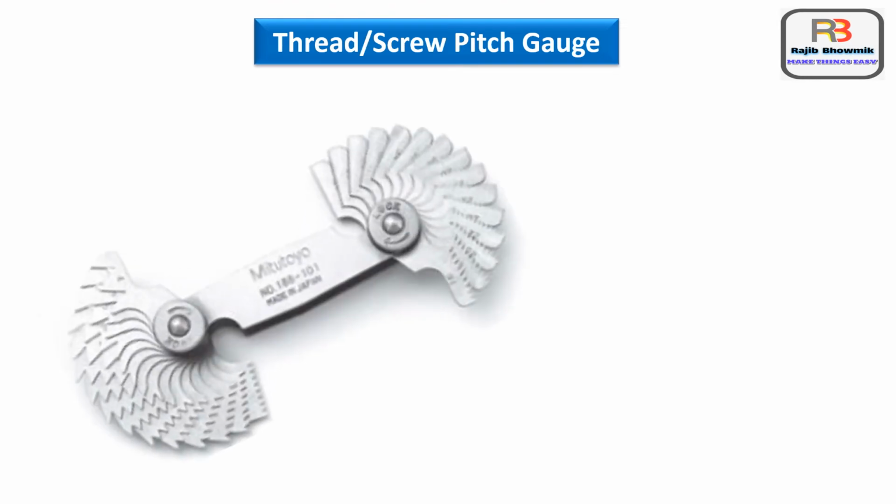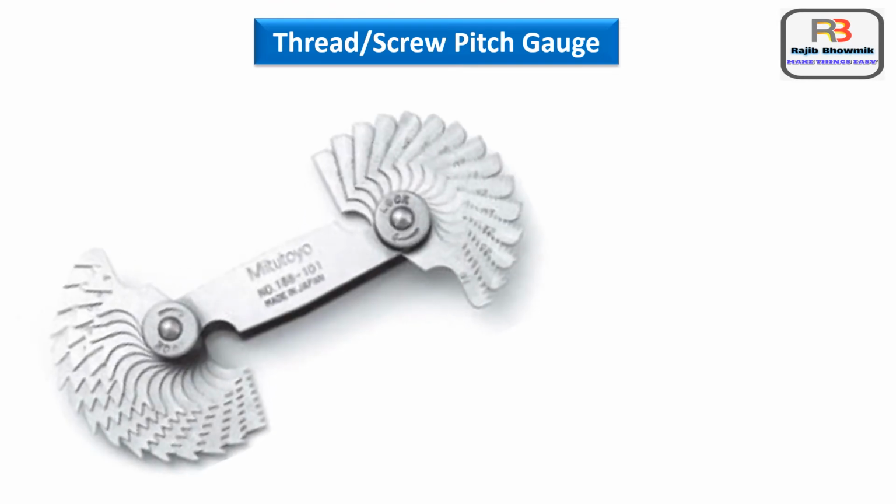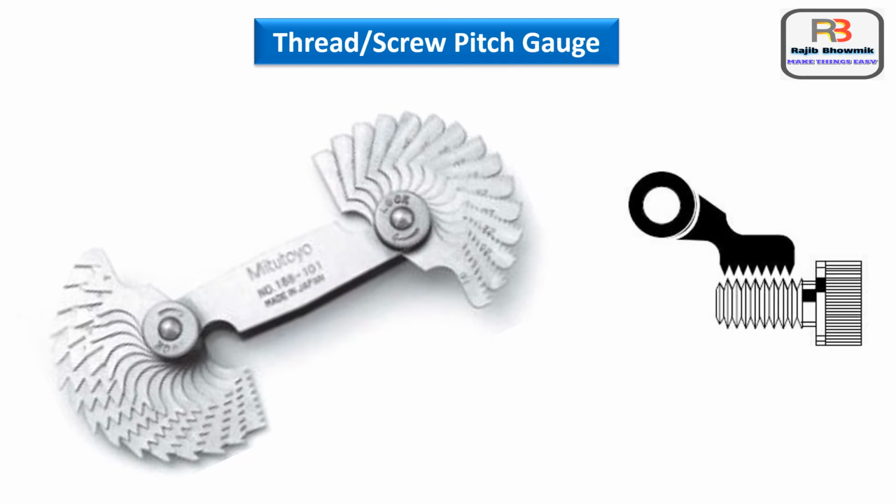Thread pitch gauge or screw pitch gauge. These gauges are used in picking out a required screw and for checking the pitch of the screw threads. In the picture, you can see how the pitch of the screw is being checked.